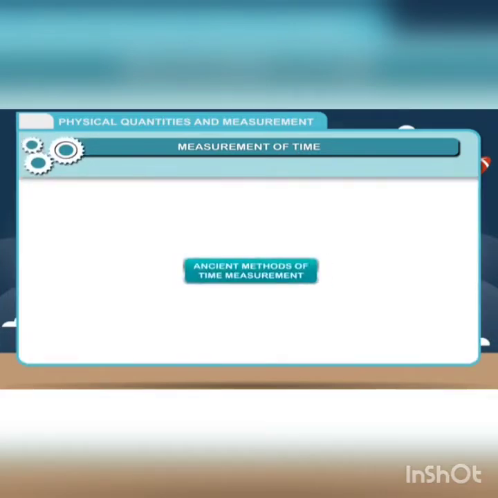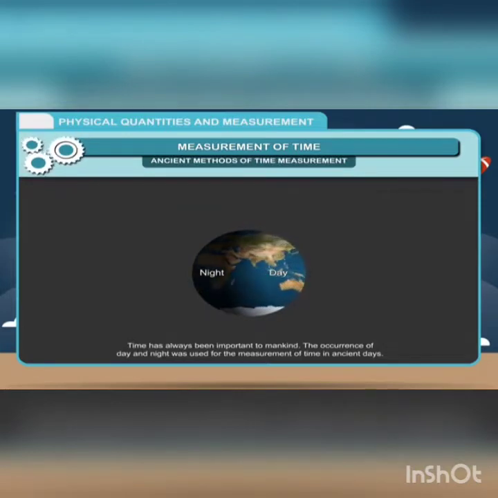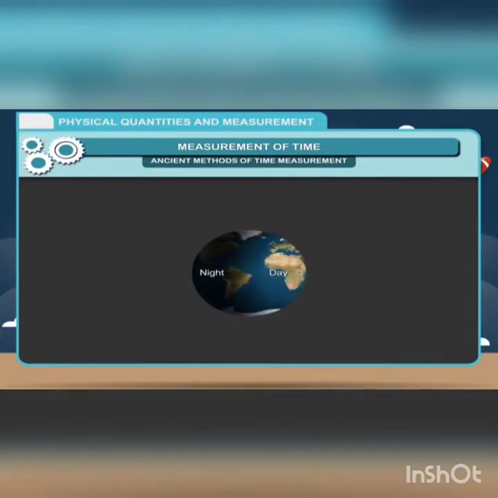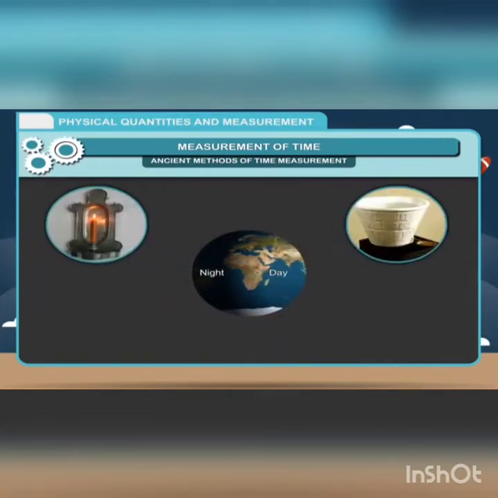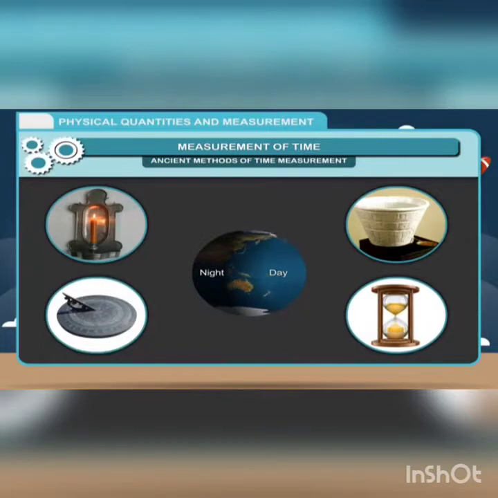Ancient methods of time measurement. Time has always been important to mankind. The occurrence of day and night was used for the measurement of time in ancient days. With the passage of time, a candle clock, a water clock, a sundial, a sand clock, etc. were discovered for more accurate measurement.